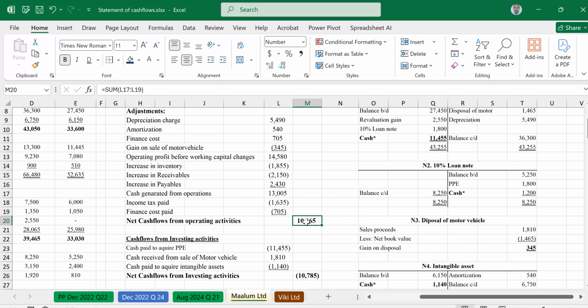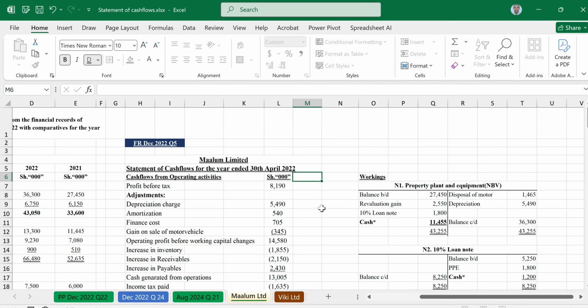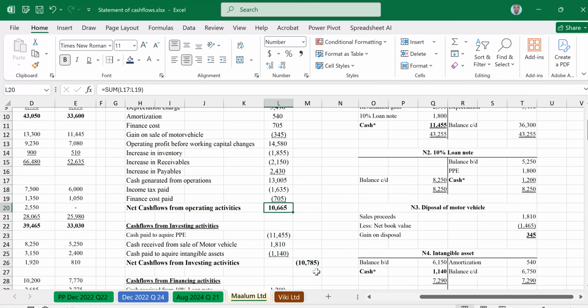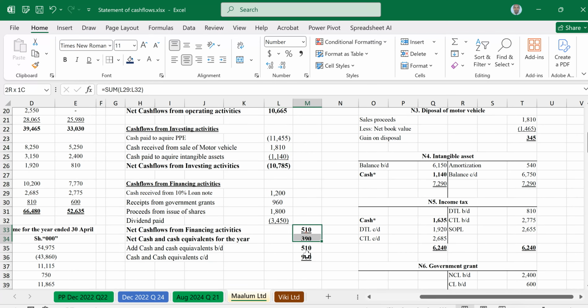Now you can also decide to put this here so that we do away with the last column. Remember, we've changed cash received from the sale of motor vehicle from 345 to 1810. Then all these can also be cut and placed on this other side. So this is 510, 390, and finally 900 as our final answer, as cash and cash equivalents carried down.